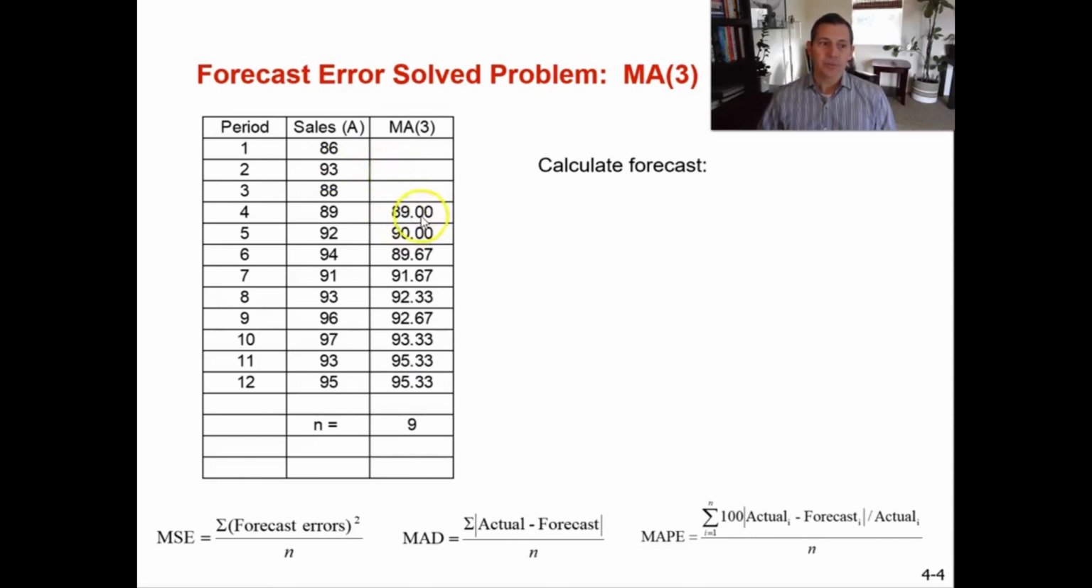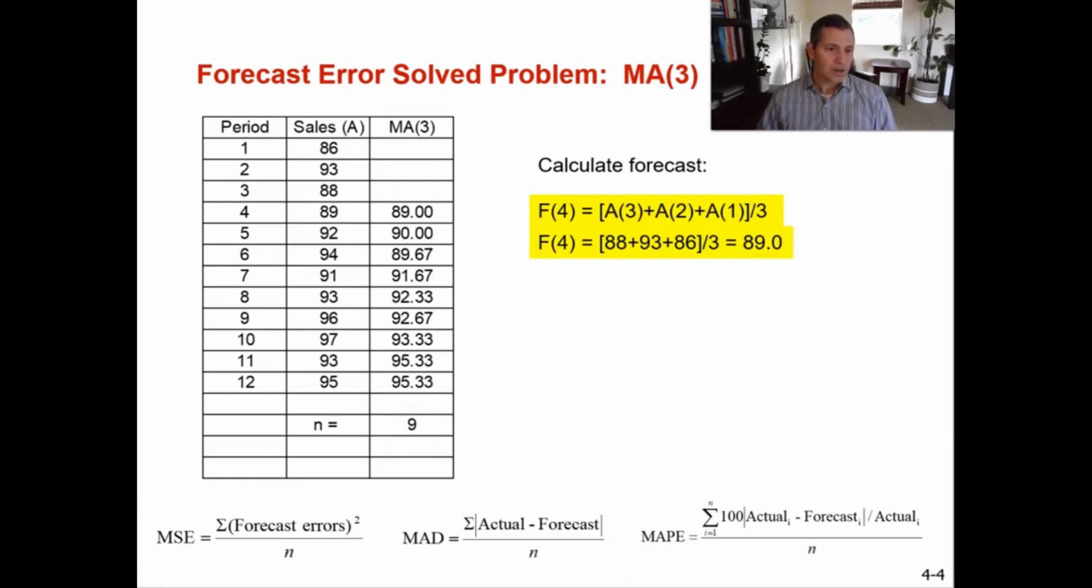The very first month that you can actually calculate a moving average is in period 4. So you've got period 4, period 5, period 6. You work your way all the way down, and you have 9 months worth of data. So your N is 9, not 12. That's where many of you will make mistakes doing these calculations. So very first step, remember that you've got an N of 9.